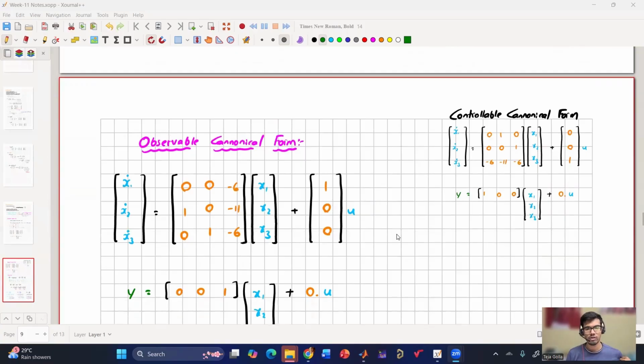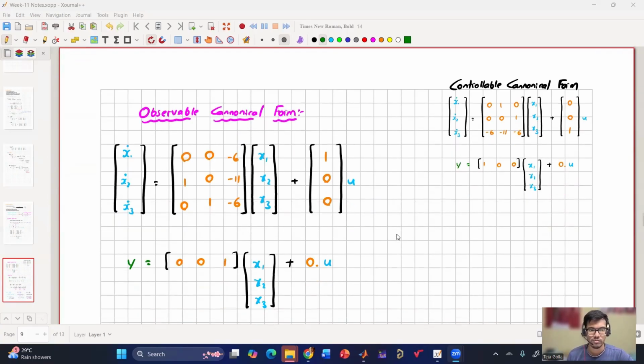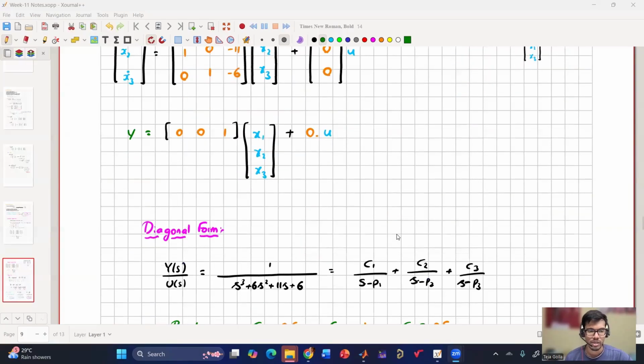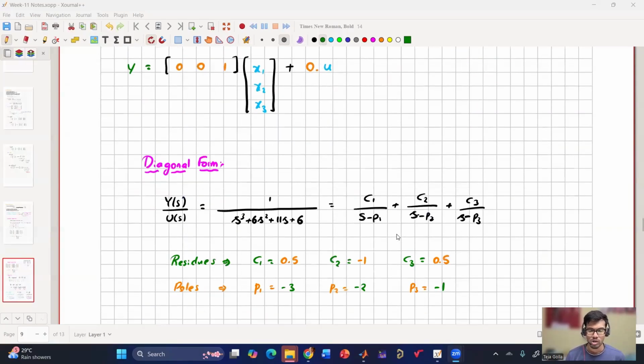For observable canonical form, we have to take the transpose of the matrix, and then you'll get the observable canonical form. So if anyone asks for observable canonical form, first calculate the controllable canonical form, and from there you can get the observable canonical form. Whereas in the case of diagonal form, you have to do partial fractions.